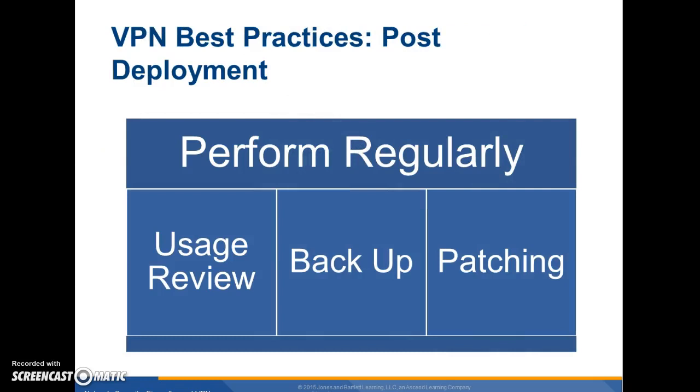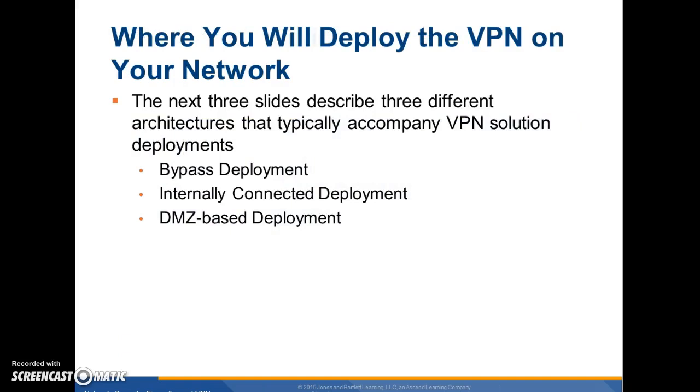These are three things you need to perform regularly when we talk about post-deployment of a VPN: a usage review, backing it up, and patching. Where you will deploy the VPN on your network. The next three slides describe three different architectures that typically accompany VPN solution deployments: bypass deployment, internally connected deployment, and DMZ-based deployment.